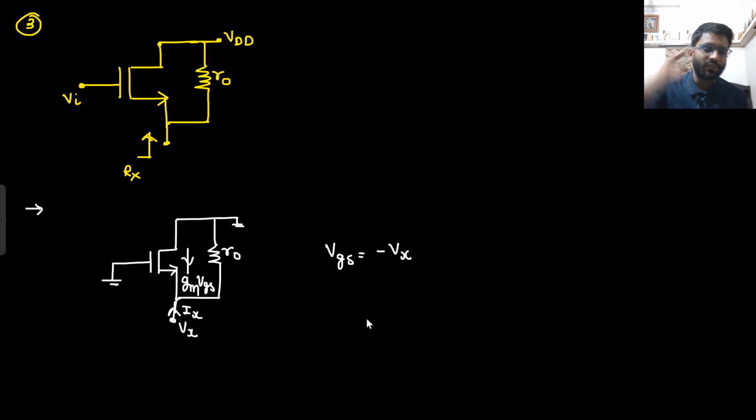And VGS is minus Vx. So what will the current be? The current will be flowing upward. That would be gm Vx. Did you understand this point?